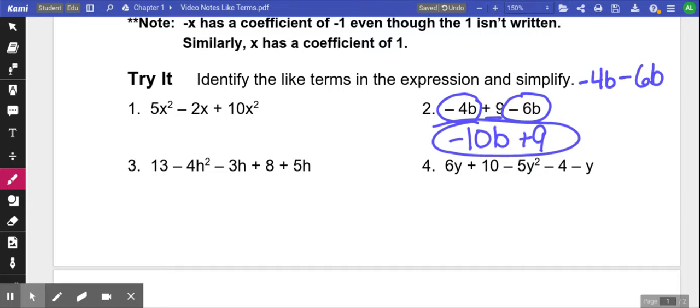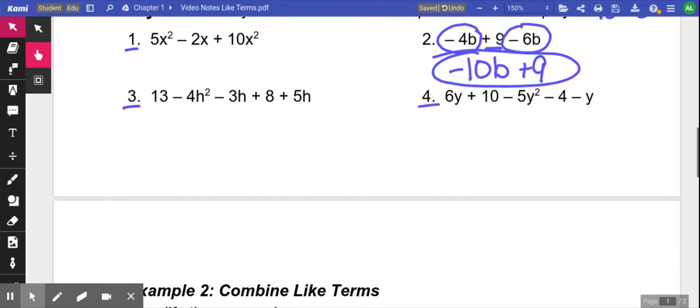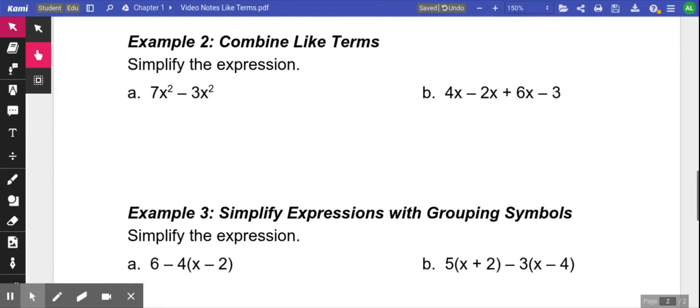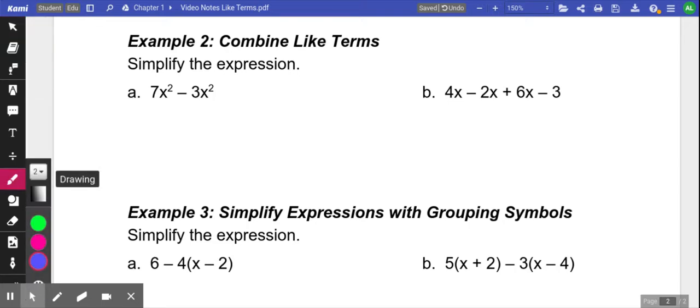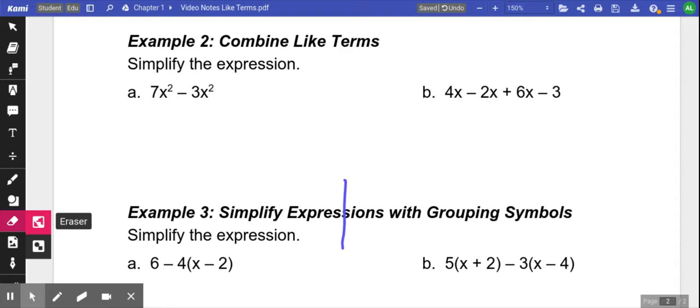See if you can go through and do these other problems here in the try. You can pause the video if you want to take the chance and try and combine some of these like terms. And I'll post these answers into Schoology if you do want to go ahead and check your work here on the notes. All right, let's go ahead and skip along to this example 3.